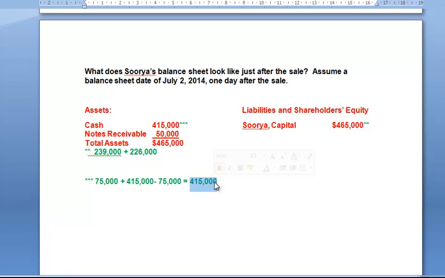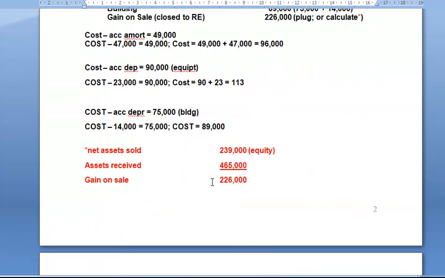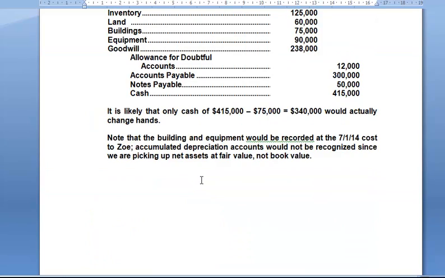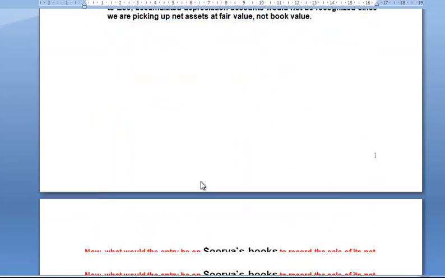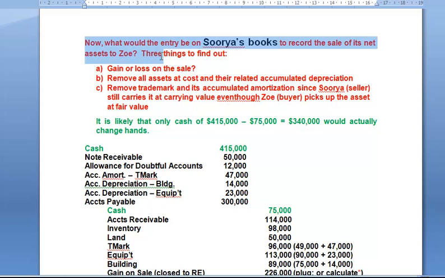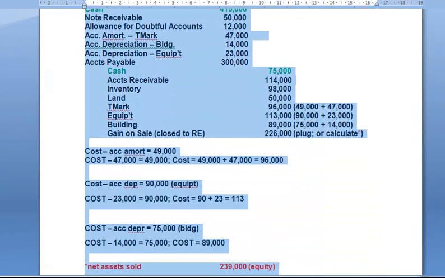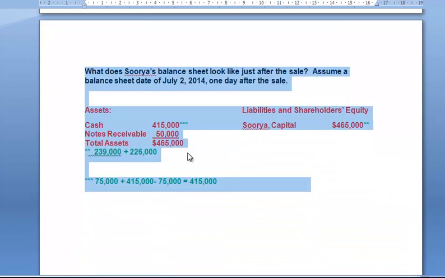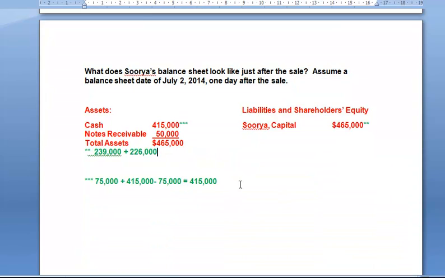So hopefully this clarifies some things that we talked about in class, and gives you more than the required, because you were not asked in this question, to be clear, to show what the entry would look like on Suria's books. You were not asked to calculate any gain or loss to Suria. You were not asked to put together a balance sheet or a statement of financial position just after the sale for Suria, the seller. But I just thought it was a good thing, since we had covered it in class, that we should do it.